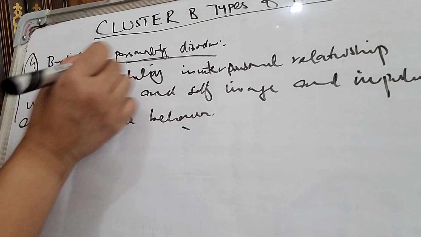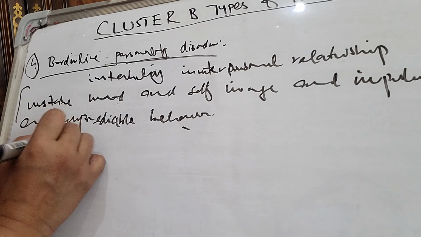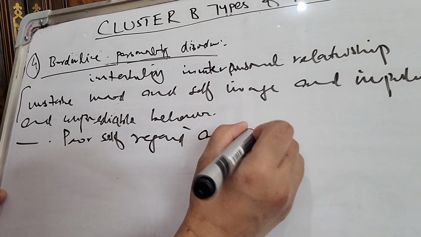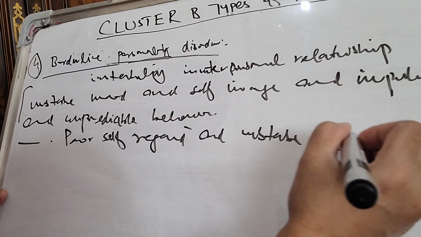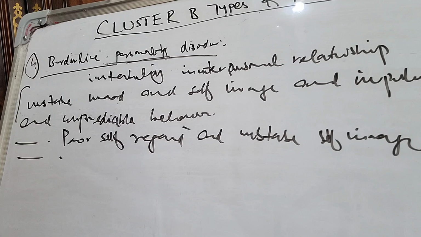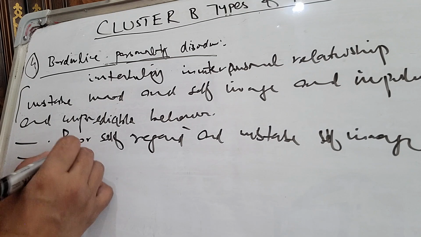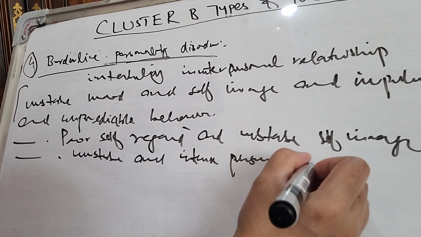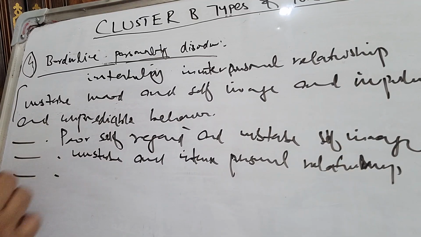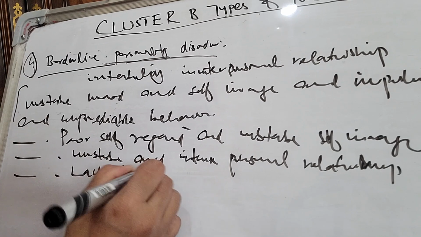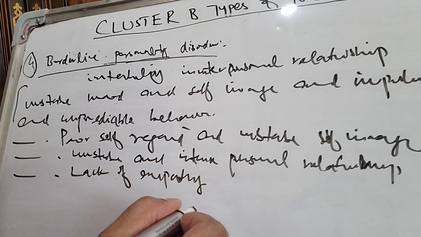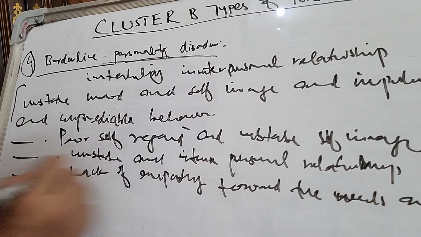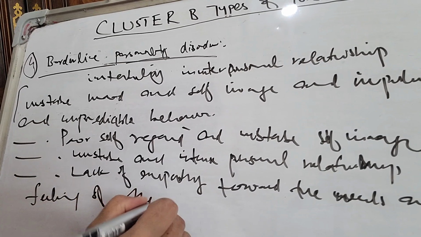Now, what happens with patients of borderline personality disorder? Poor self-regard, or unstable self-image. The next is unstable and intense personal relationships. Lack of empathy towards the needs and feelings of others.